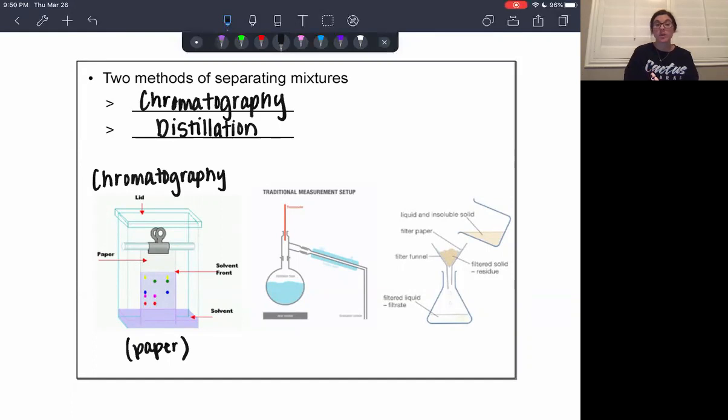So in this image right here, we've got a piece of paper that's being hung into a solvent, and as that solvent is moving up the paper, we're seeing separations of the components of the mixture, which we can use that data and that evidence to really identify some of the properties of those components. This middle separation technique is distillation.